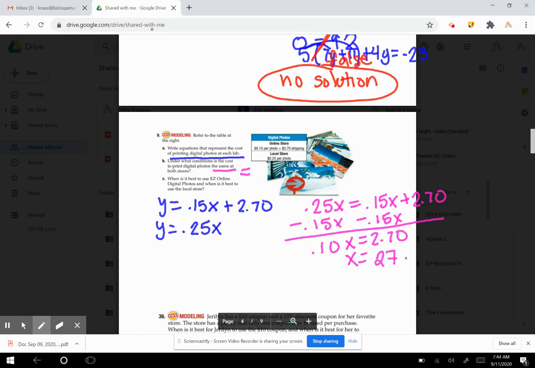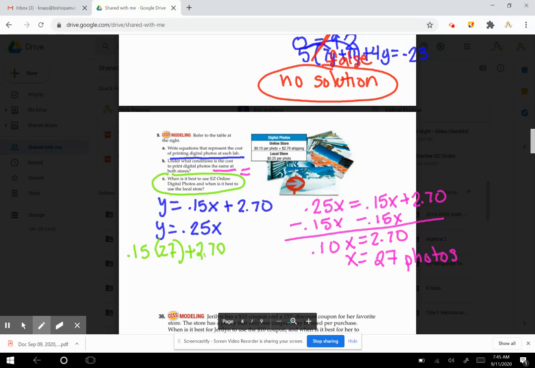So what does that mean? 27 photos. Okay, so that's your answer for B. So C says, when is the best use of easy online digital photos and when is the best? What you can do here is take 27 for C, and plug it into both of these. So 0.15 times 27 plus 2.70. So what's going to end up happening?